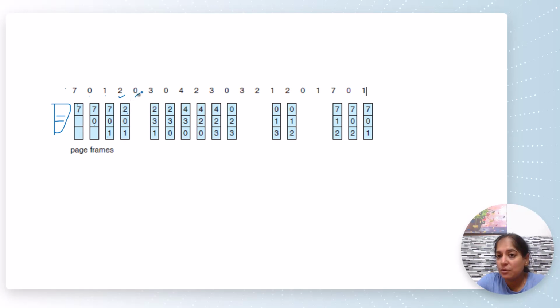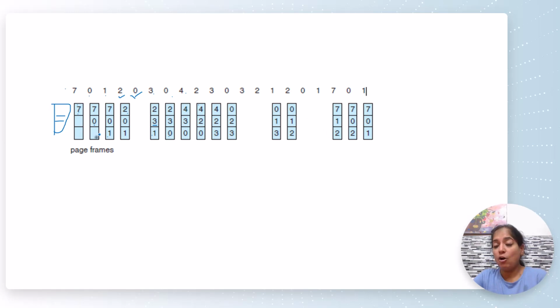Now next, 0 is required. So 0 is already there, so no page fault. Then 3 is not here. So out of 201, the page which was the first count, 0, will be replaced. Then it's 0 again, 0 is not there, so it will be swapped with 1. Then 4, then 2, 3, and so on.